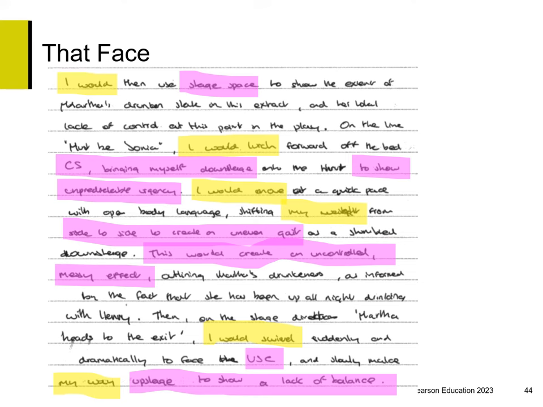So centre stage, bringing myself down stage to show unpredictable urgency, side to side to create an uneven gait. This would create an uncontrolled, messy effect. Upstage centre, those things, they're just examples of subject-specific terminology. And upstage to show a lack of balance.